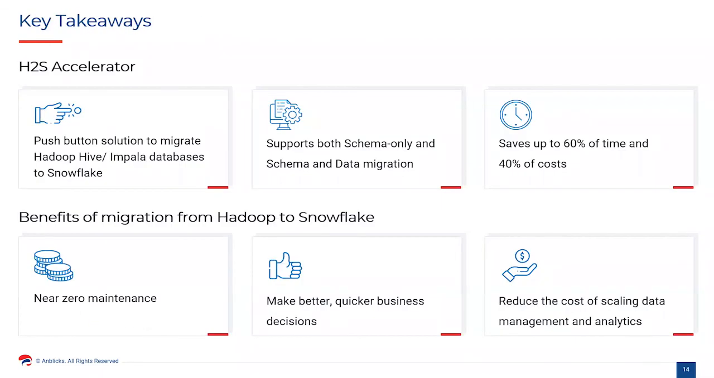So I'm just summarizing the key takeaways. So the accelerator is a push button solution to migrate Hadoop and IBM Impala databases to Snowflake. And it supports both schema only and schema and data migration. And the most important benefit is you could save a lot of time and money by using the accelerator, right? So instead of doing it manually or trying to build a solution internally, right? So compared to both the options, this would fast track it.